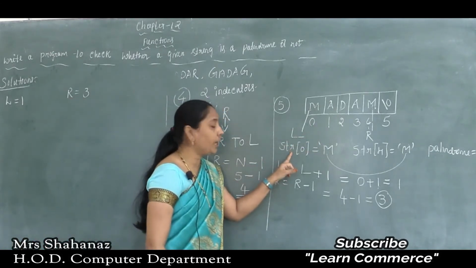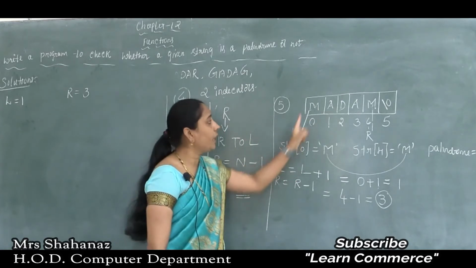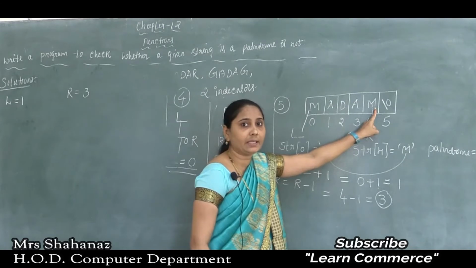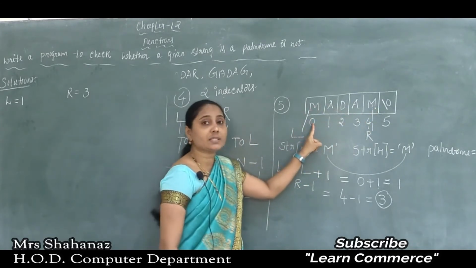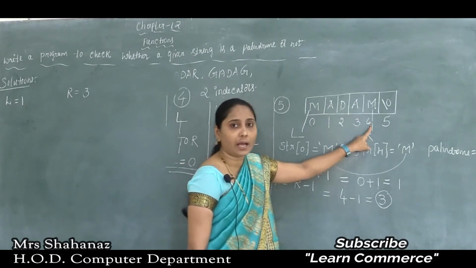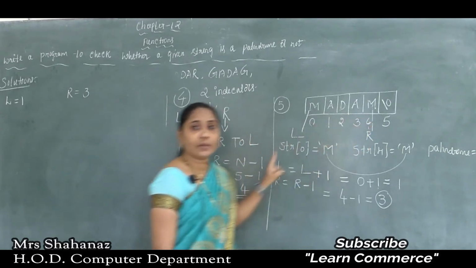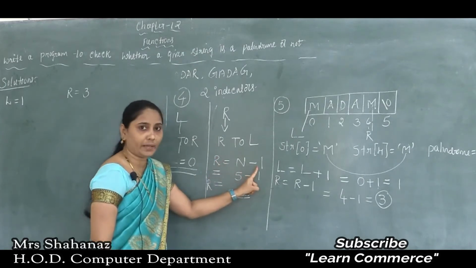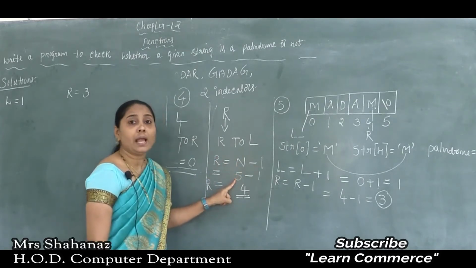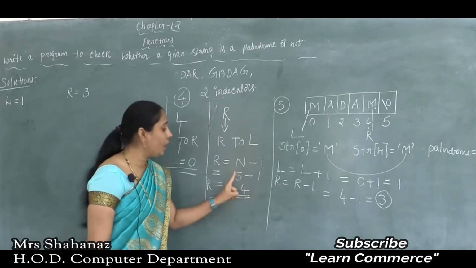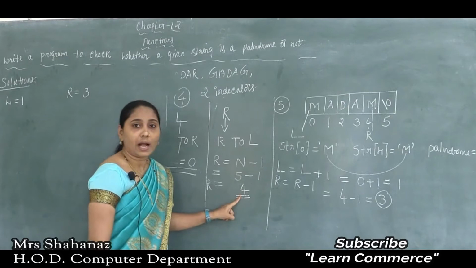So first of all, we need to compare the first character with the last character, okay, and the L value is initialized to 0. And how did we get the R result here? By using the calculation R is equal to N minus 1, where N is the number of characters. So 5 minus 1, clear this point here? 5 minus 1, now the R value is 4.